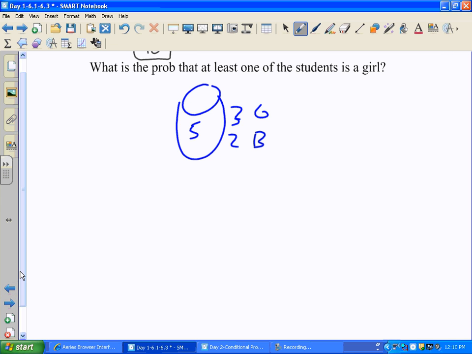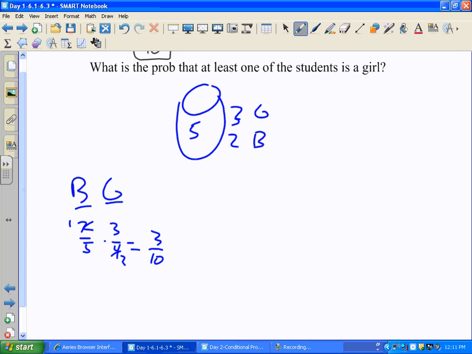Somebody said, well, I can have that be boy and then a girl. Would that represent at least one being a girl? Can I calculate that probability of getting a boy first and a girl second? Won't that be 2 out of 5 times 3 out of 4? Do you guys agree with me for that? Yes? Okay. What do we got? 3/10 there?